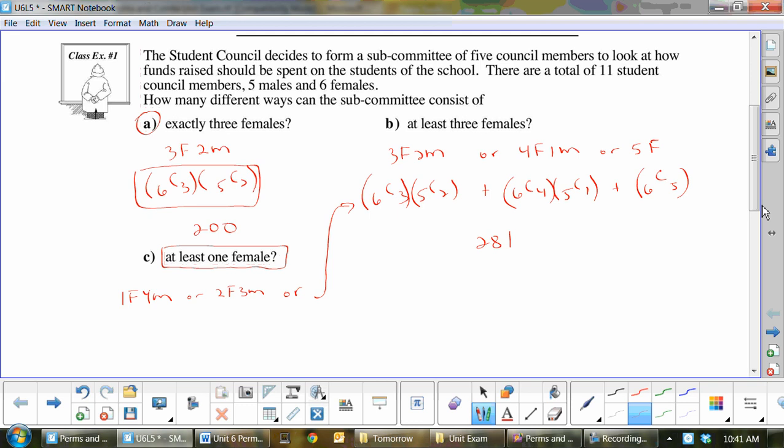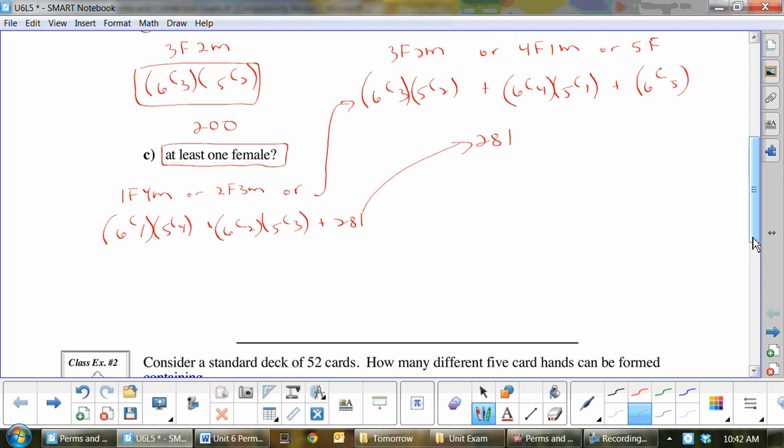So this would be 6C1, 5C4, plus 6C2, 5C3, plus 281, right? I already figured out the rest, so I don't do it again. Okay, and you'll get the answer 461.